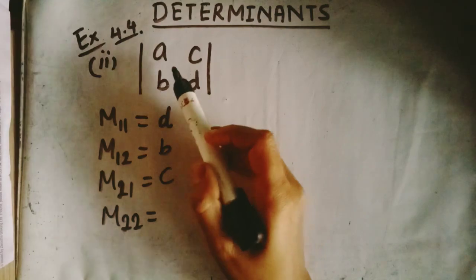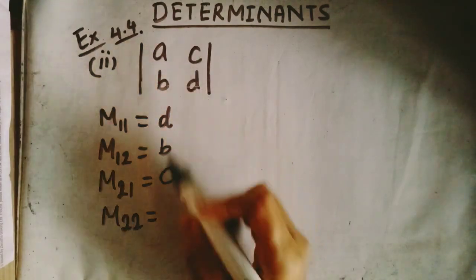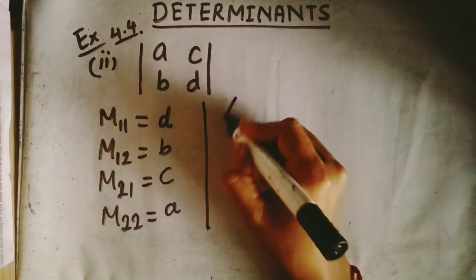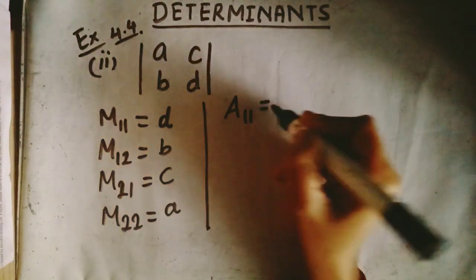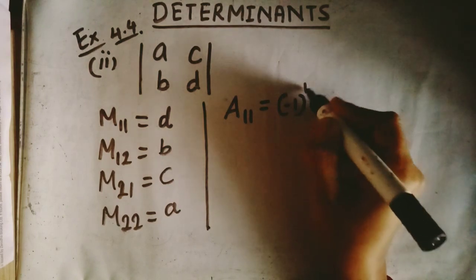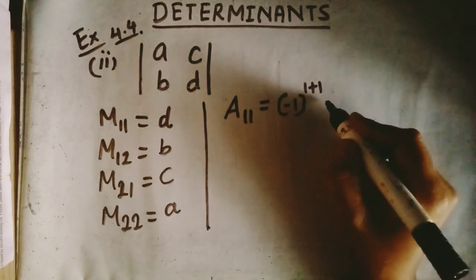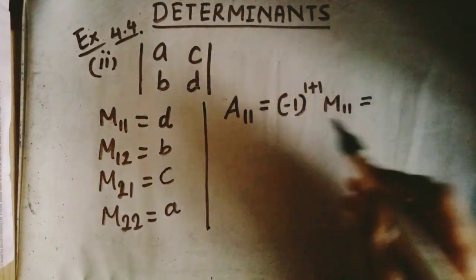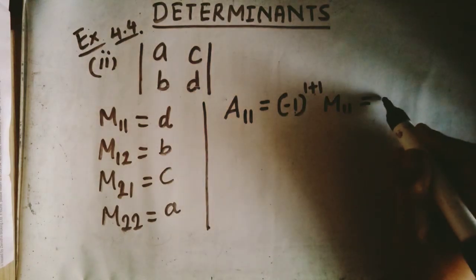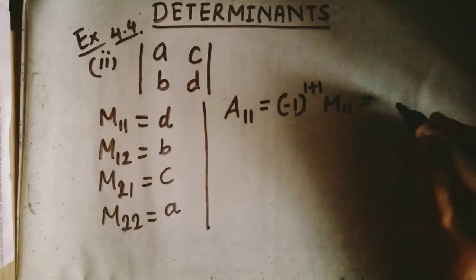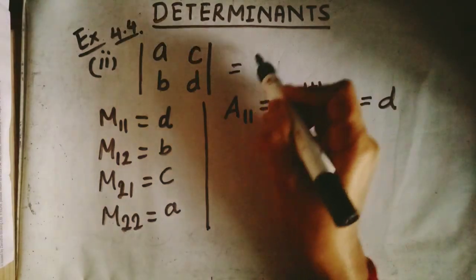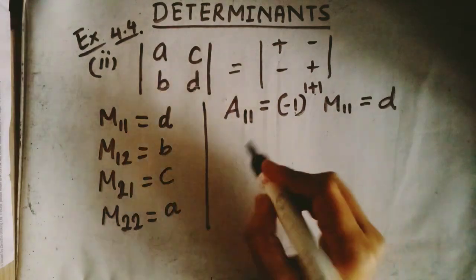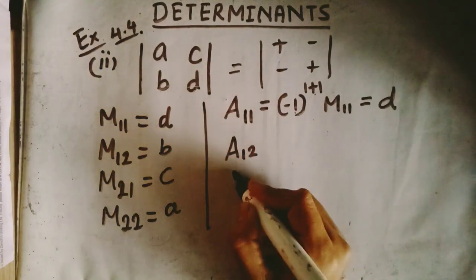M22, strike out this column, this row, so A. Okay, these are the minors. And cofactors A11, so you have to write here minus 1 raised to 1 plus 1 into M11. Okay, so minus 1 raised to 2, so this is 1, and M11 is your D. Or you can write here your signs, plus, minus, minus, plus. So accordingly you put signs for your cofactors.